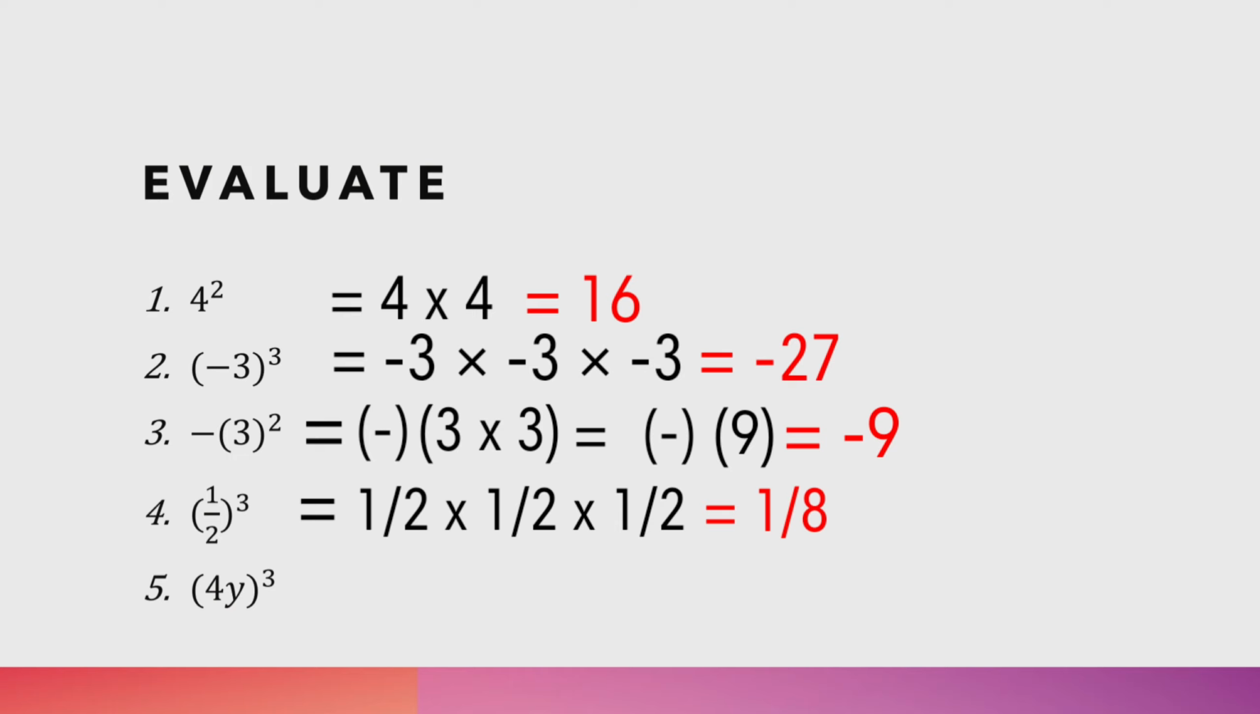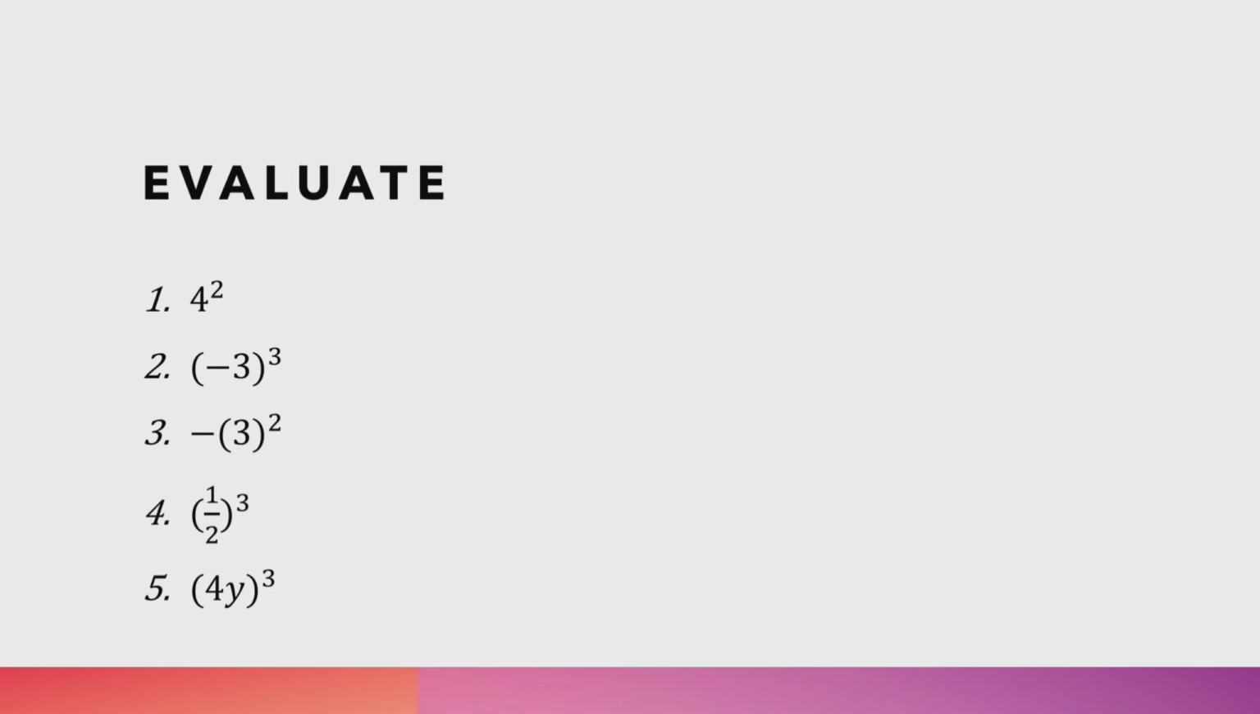In our last given, we have the quantity of 4y raised to 3. 4y will be used 3 times. So we can rewrite this as 4y times 4y times 4y, or we can have 4 times 4 times 4 and y times y times y. If we multiply that, we'll have 64y cubed.